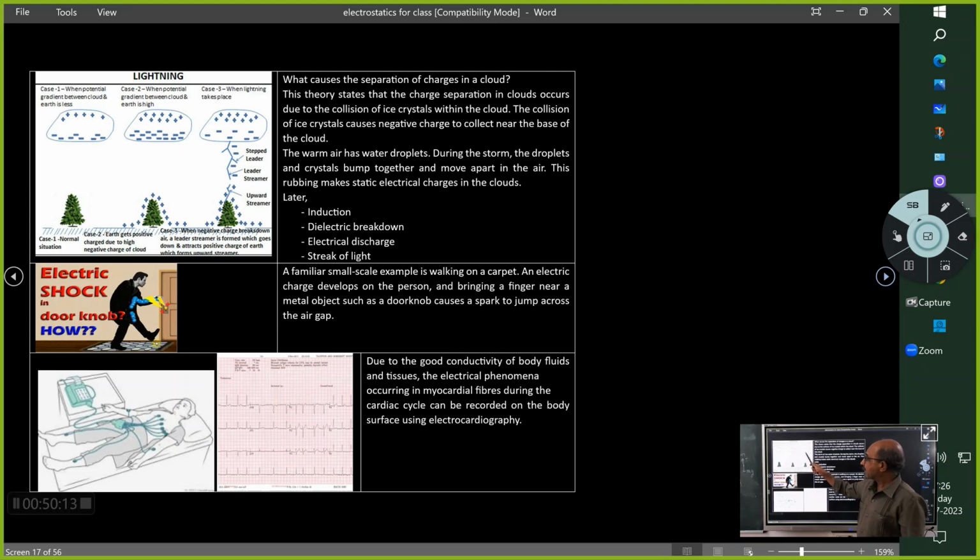Now, when there is a potential gradient between clouds and earth, when this cloud comes near earth, see, earth is a bhandar of electrons. Earth is a bhandar of electrons. So what happens now? The negative charges are closer to earth, so it induces positive charges, as you can see here. So there are positive charges induced here, negative charges here, just like two batteries.